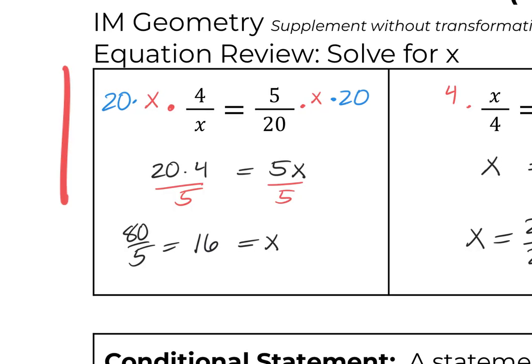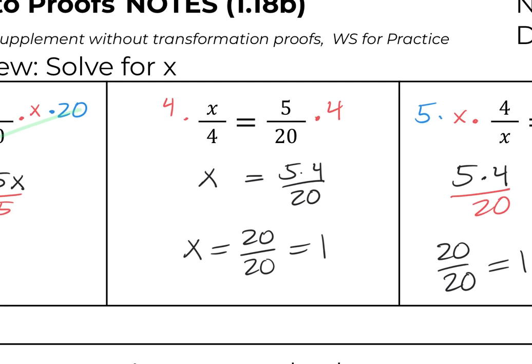Remember, every time I am solving these, I'm always trying to get rid of my denominators. If I can get rid of my denominators, I can solve anything. We don't have to worry about those fractions. So I'm going to multiply both sides by x, and I'm going to multiply both sides by 20. Those x's and 20's cancel out. So then I am left with 20 times 4 equals 5x. I divide both sides by 5. You could reduce these: 20 divided by 5 is 4, so 4 times 4 is 16. Or you could just multiply and then divide. Either way, 16 is equal to x.